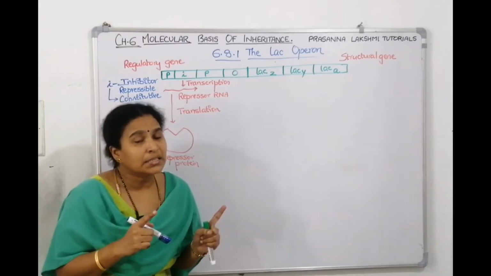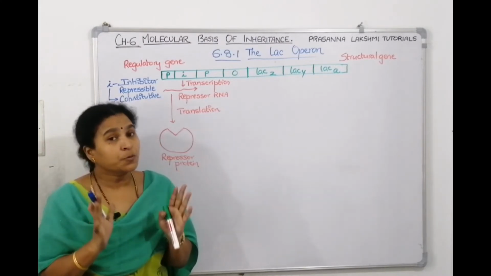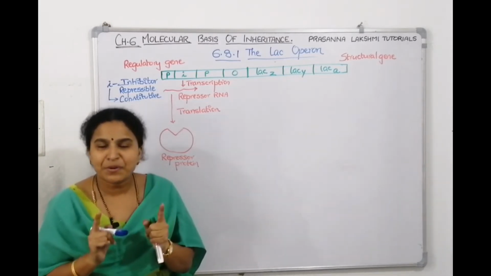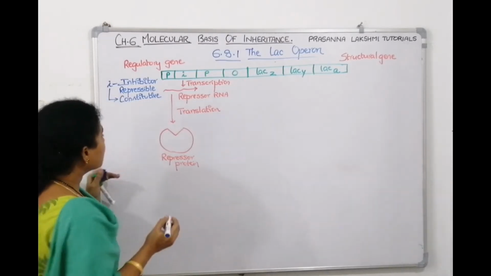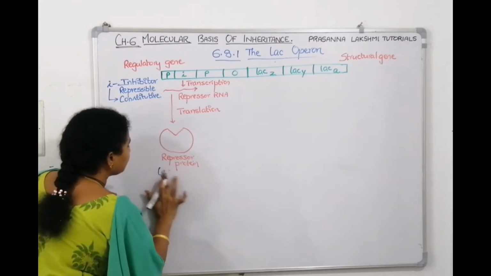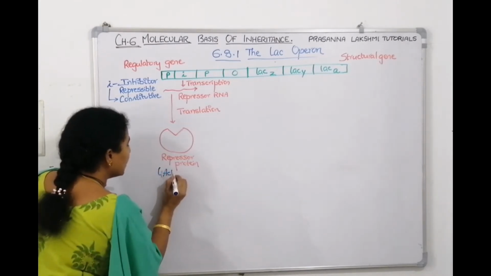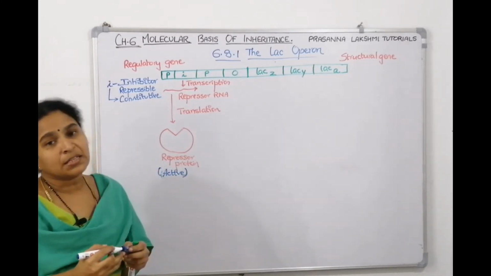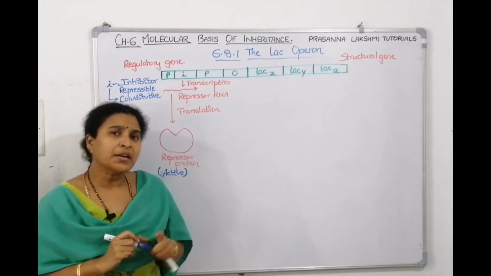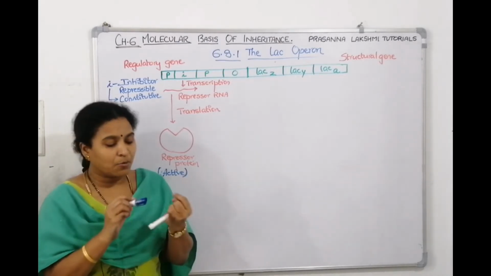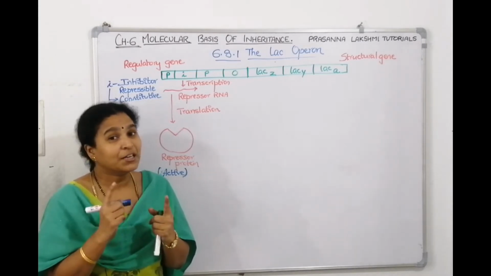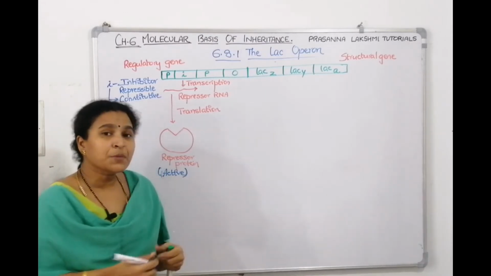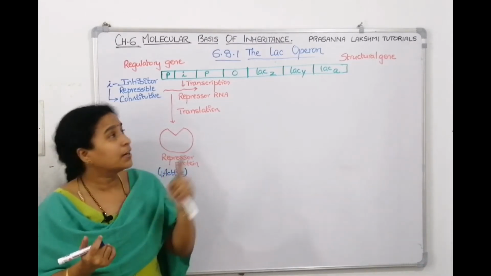So Lac Operon is an example for inducible operon. In inducible operon, I told you that the repressor protein is active. Keep that in mind. The repressor protein is active and it has affinity for the operator. Like among biology, physics and chemistry, you have affinity for biology because it is easy, it is scoring. In the same manner, the repressor protein has attraction towards operator.